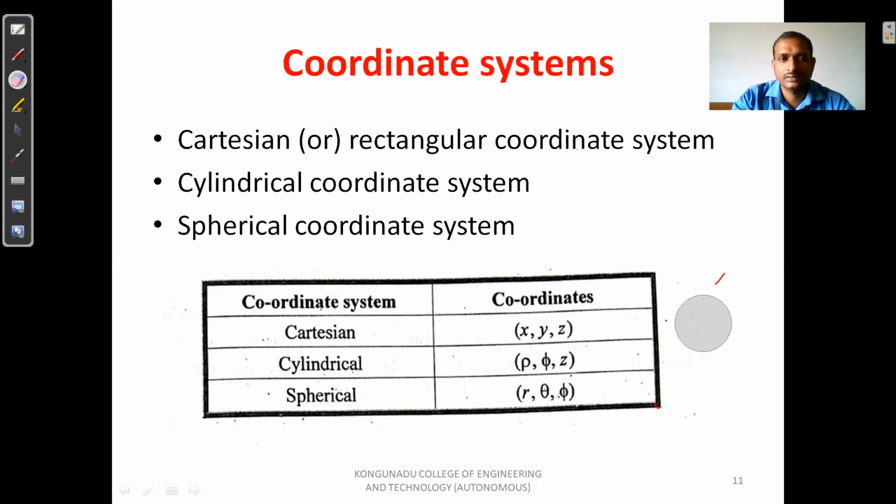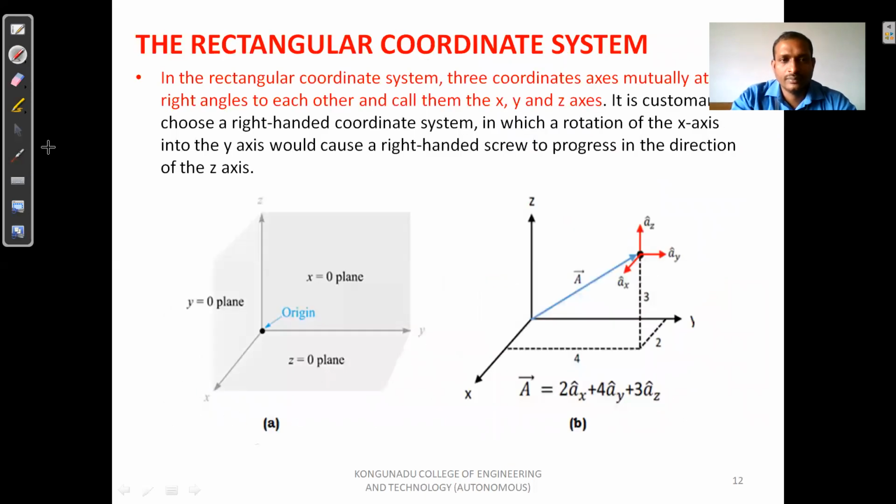So first we will discuss the Cartesian or rectangular coordinate system. Here the coordinate axes are x, y, z. The three different coordinate axes are mutually at right angles to each other, so each has a 90-degree difference. With the help of this Cartesian coordinate system, we are going to represent a point in any region. For example, the point is located some distance in the ax direction, some distance in the ay direction, and some distance in the az direction.